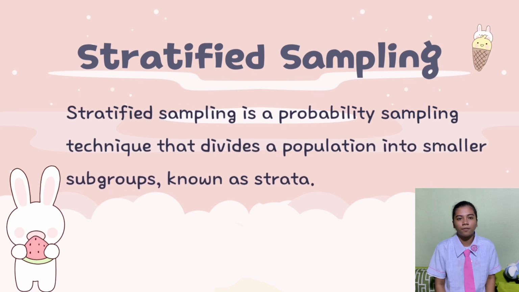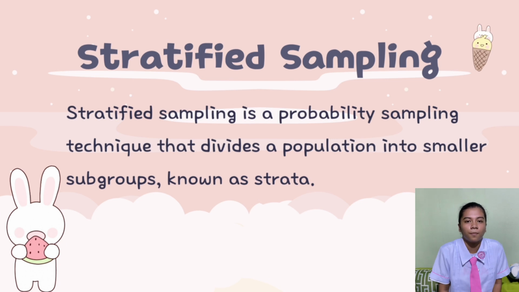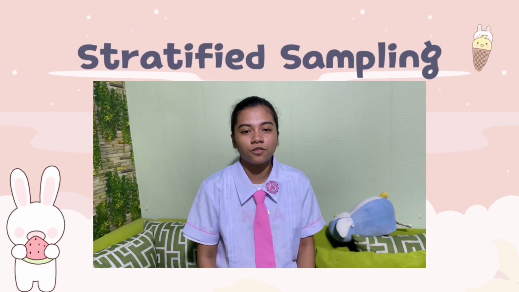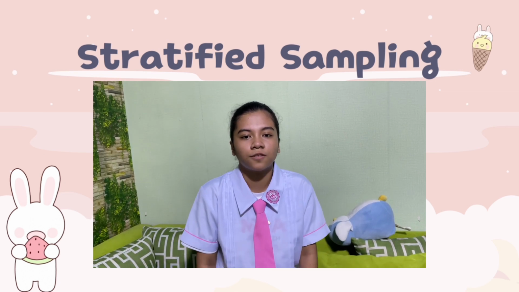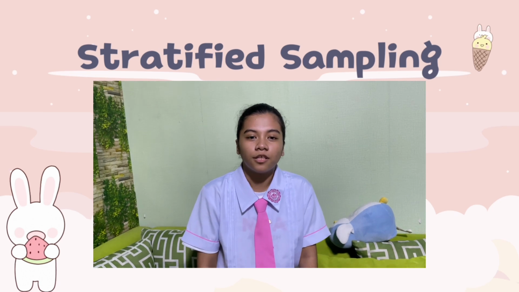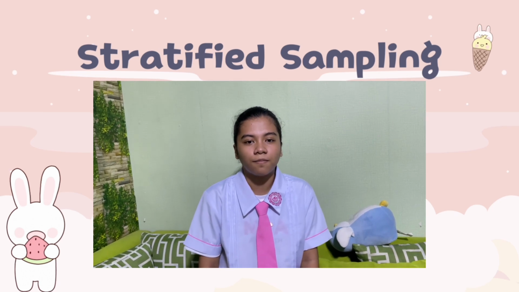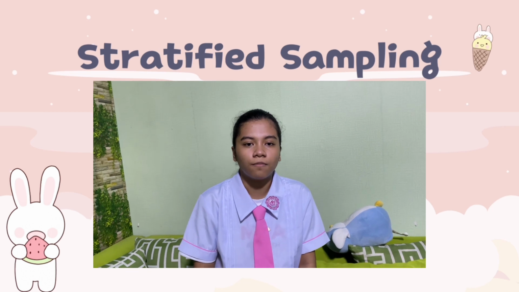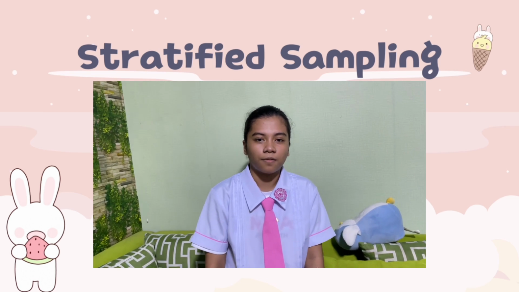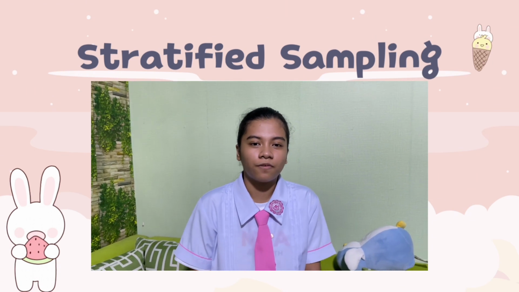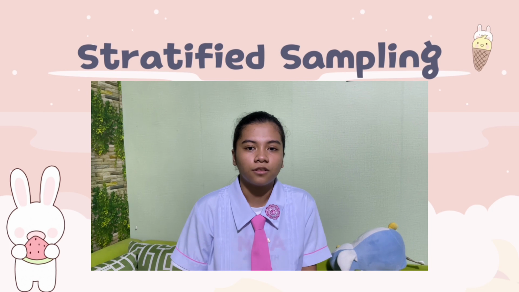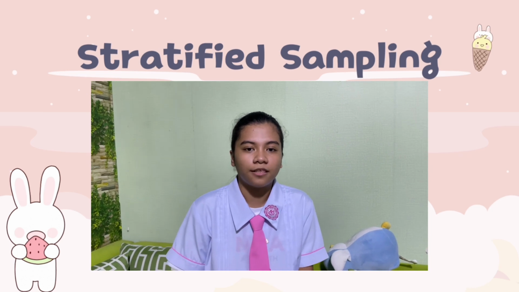Now, let's talk about stratified sampling. Stratified sampling is a probability sampling technique that divides a population into smaller subgroups, known as strata. Here's an example, a school survey. Imagine a school wants to conduct a survey about student satisfaction with their lunch program. They could use stratified sampling to ensure that students from each grade level are represented in the sample. The school would first divide the student population into strata based on their grade level.